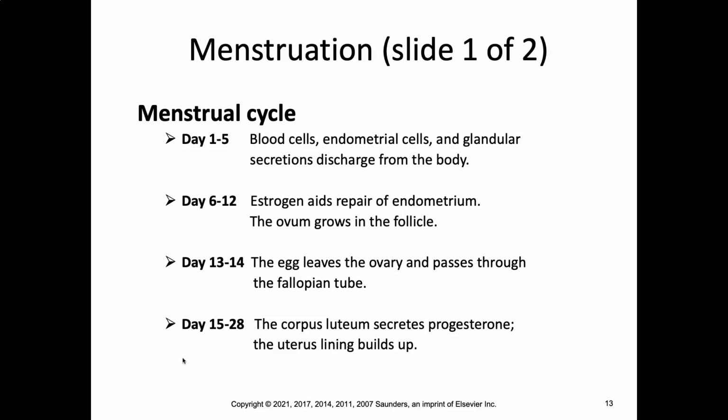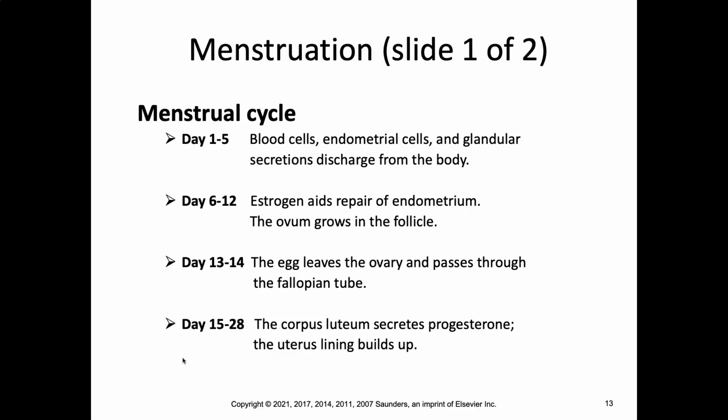Now we're going to talk about menstruation. In days 1 through 5, you have the actual period itself. Blood cells, endometrial cells, and glandular secretions discharge from the body. Days 6 through 12 are where your estrogen boosts up. It aids the repair of the endometrium, and the ovum grows in the follicle. Days 13 and 14 are ovulation. The egg leaves the ovary, passes through the fallopian tube, and is looking for companionship, shall we say.